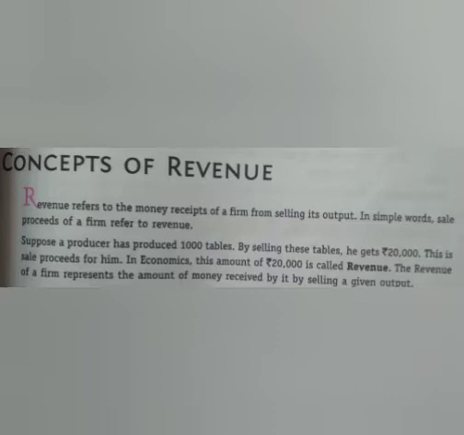Let us understand by reading this example. Suppose a producer has produced 1000 tables. By selling these tables, he gets 20,000. This is the sale proceeds for him. In economics, this amount of 20,000 is called revenue. The revenue of a firm represents the amount of money received by it from selling a given output. So from this example, we can understand that revenue is the total money that we receive after a firm sells its output.